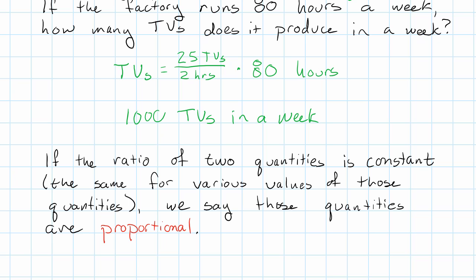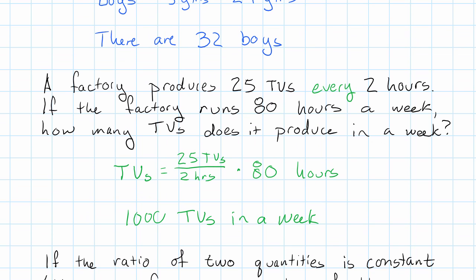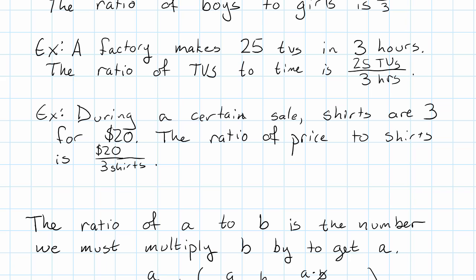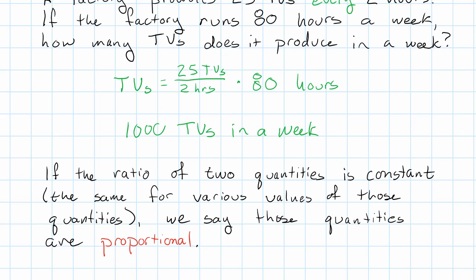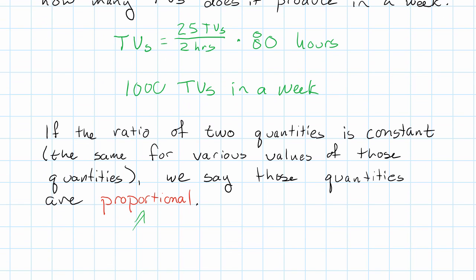Clues that we might be dealing with proportional quantities: we might be told they're proportional, we might see words like every. Or we might be in a situation like the sale, where we just expect every time we buy 3 shirts they cost the same amount. So sometimes we know just from knowledge about the world. Sometimes there's a cue in the problem, and sometimes we'll be told directly that the quantities are proportional.